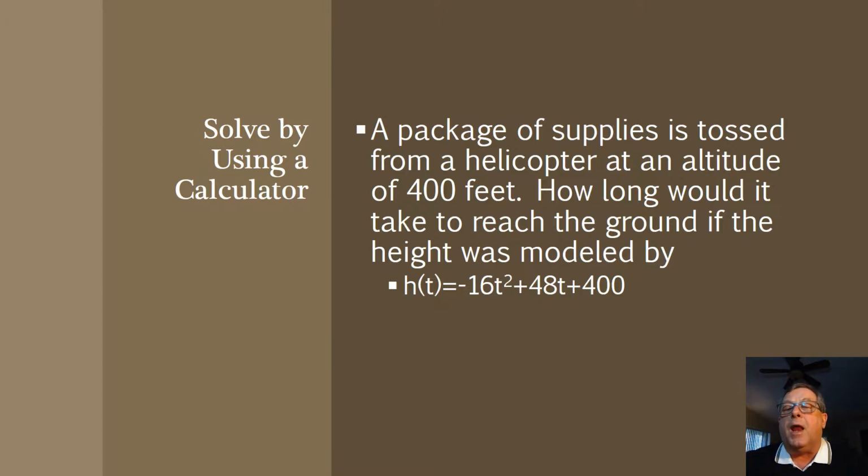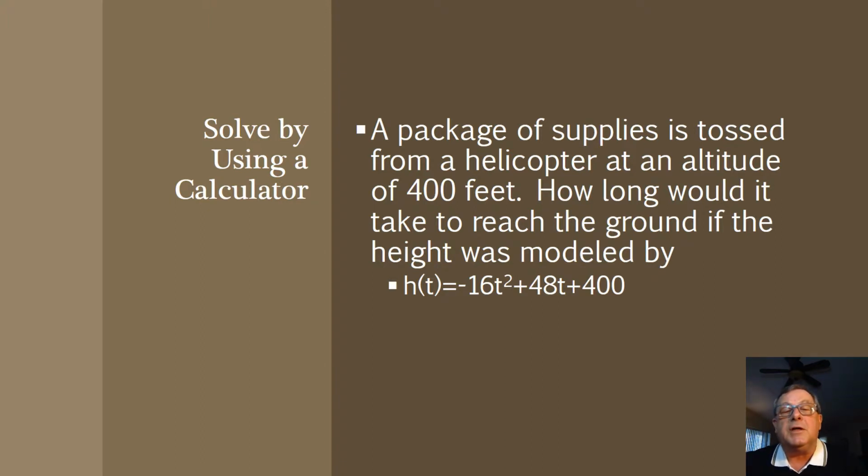So we have a package of supplies that's being tossed from a helicopter at an altitude of 400 feet, and we're asked to determine how long it would take to reach the ground if the height was modeled by the function h of t equals negative 16t squared, t being time, plus 48t plus 400. And obviously that 400 is the 400 feet that we're dropping this package of relief supplies from, to some poor souls that need some type of emergency relief.